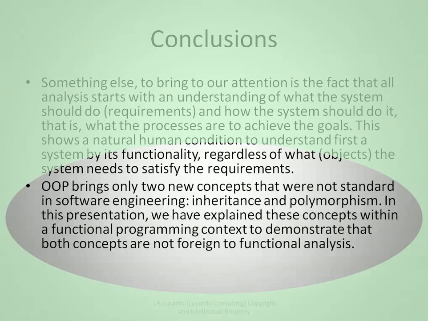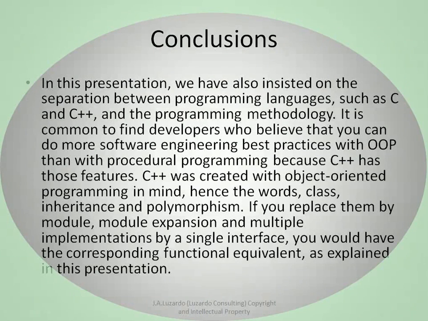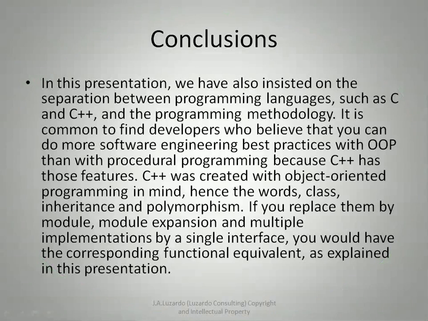In this presentation, we have explained these concepts within a functional programming context to demonstrate that both concepts are not foreign to functional analysis. In this presentation, we have also insisted on the separation between programming languages, such as C and C++, and the programming methodology. It is common to find developers who believe that you can do more software engineering best practices with OOP than with procedural programming because C++ has those features. C++ was created with object-oriented programming in mind, hence the words class, inheritance, and polymorphism. If you replace them by module, module expansion, and multiple implementations by a single interface, you would have the corresponding functional equivalent, as explained in this presentation.